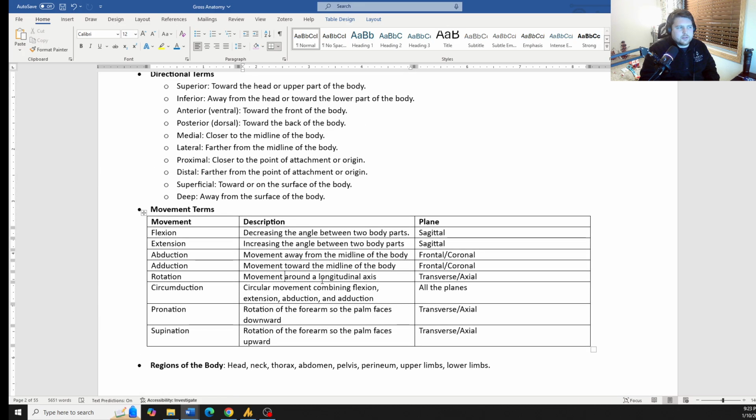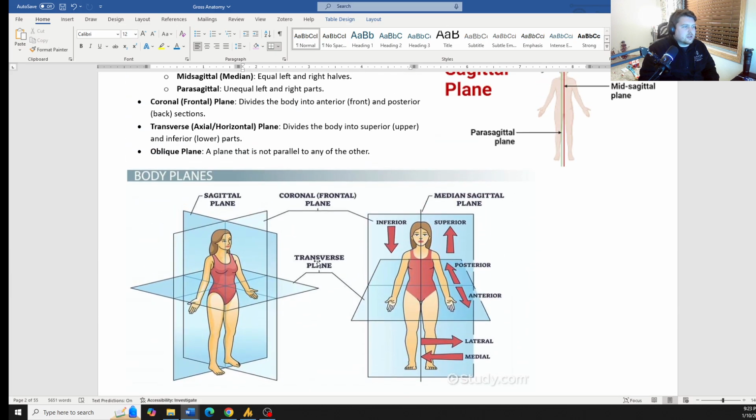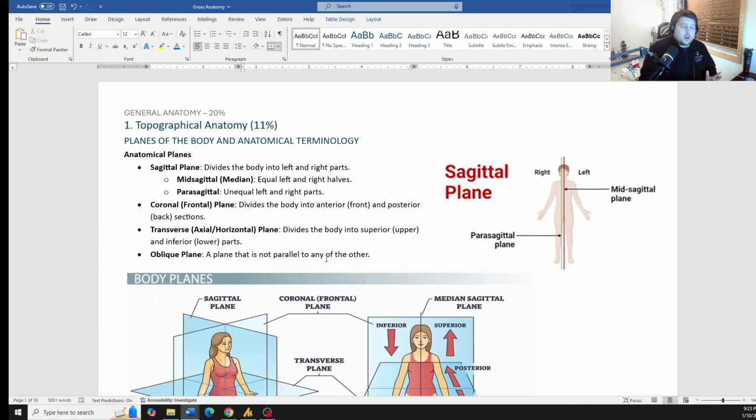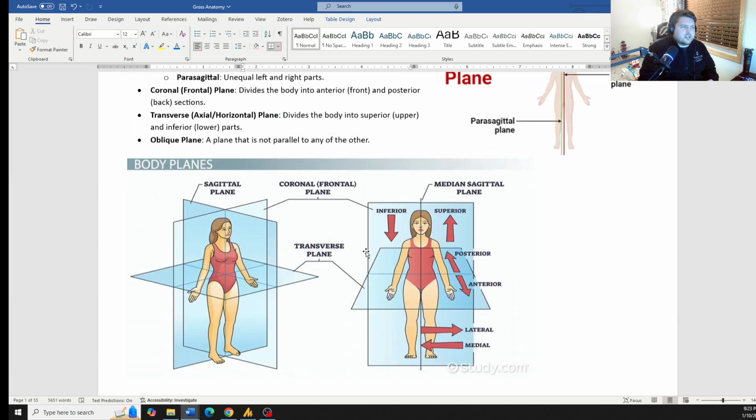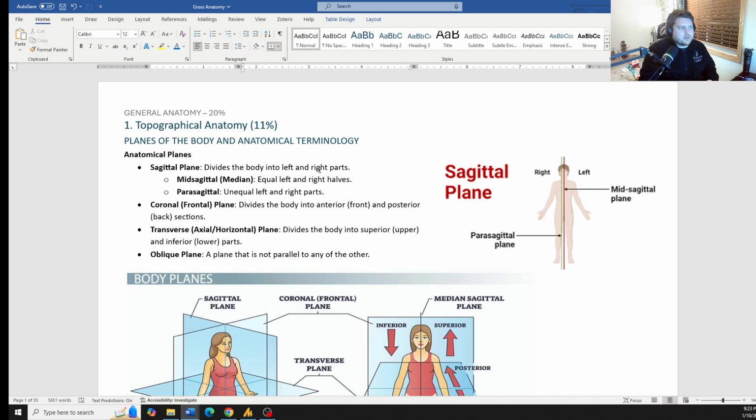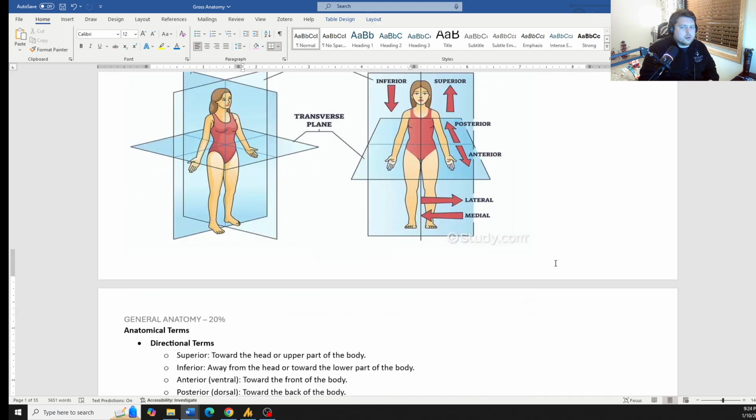I'm going to keep these videos relatively short, just as there's lots of different sections, and some of them are going to end up being quite a bit long just because of the quantity of material. But that is our first chunk, the planes of the body and the anatomical terminology.